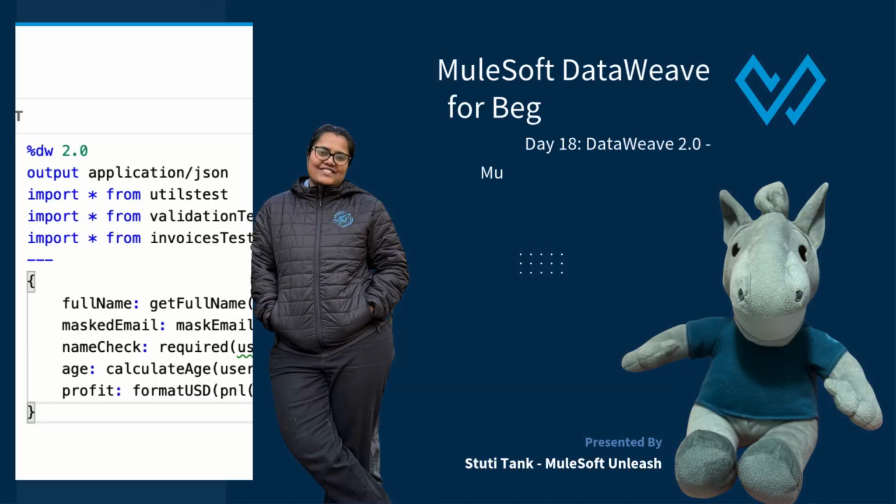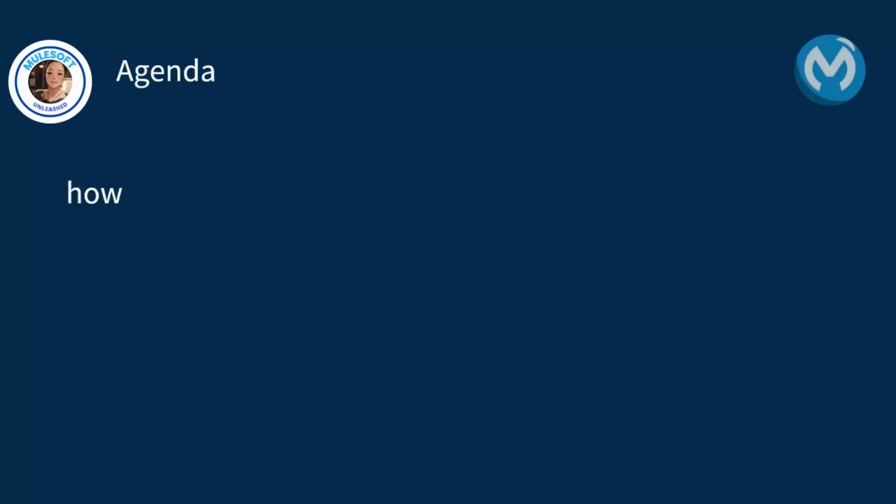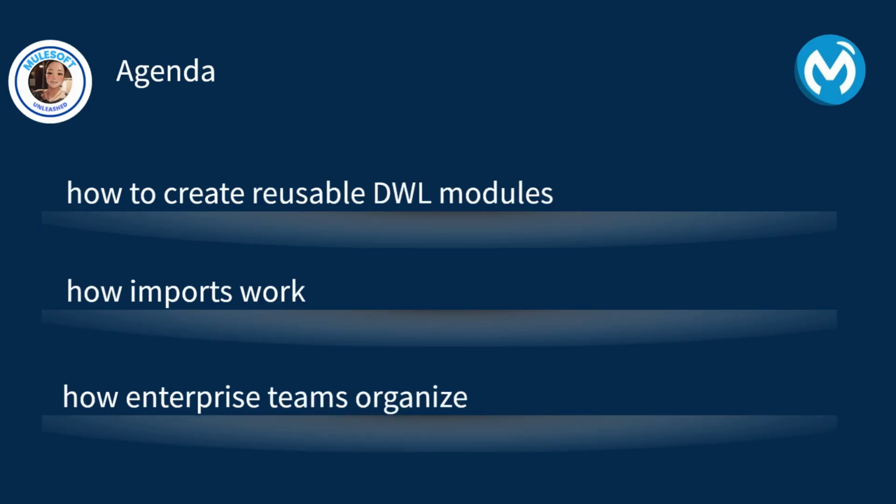In today's video, we are going to learn one of the most important concepts used in real enterprise MuleSoft projects: reusable DataWeave modules and libraries. Instead of writing the same functions again and again, we can create shared utility files and import them into multiple scripts. By the end of this video, you'll know how to create reusable DWL modules, how imports work, and how enterprise teams organize DataWeave code professionally.